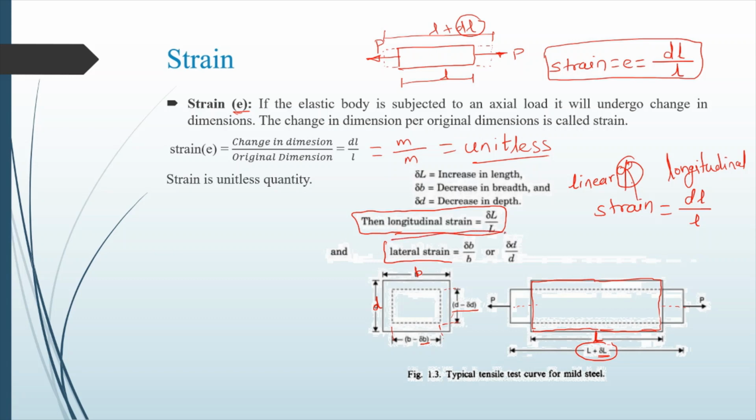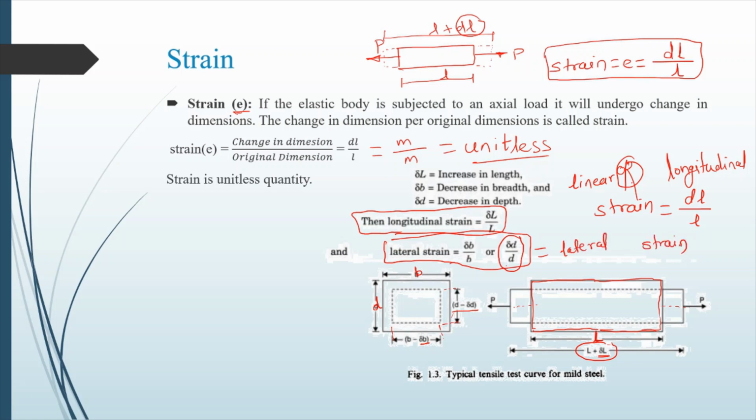Lateral strain will be equal to change in lateral dimension. Any dimension you can take. Here if you take B, then delta B divided by B will give you lateral strain, or you can also divide delta D by D. It will also give you the same value of strain, and it is called lateral strain.